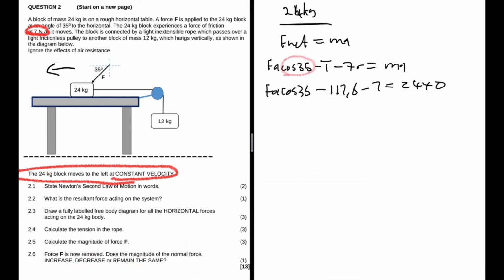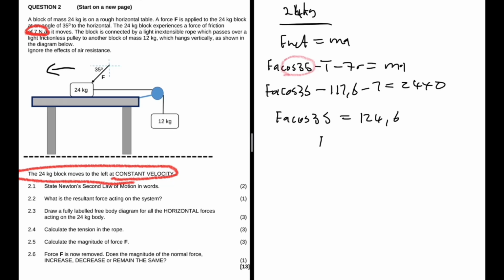We're going to have FA cos 35 equals 24 multiplied by 0, which is 0, right? And then we take minus 117.6 and minus 7 to the right-hand side. We're going to get 124.6.